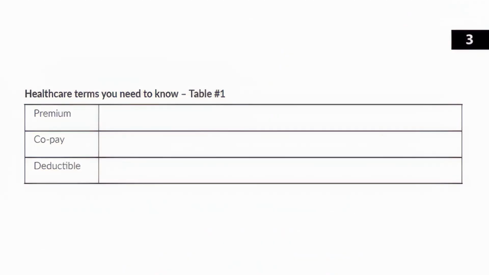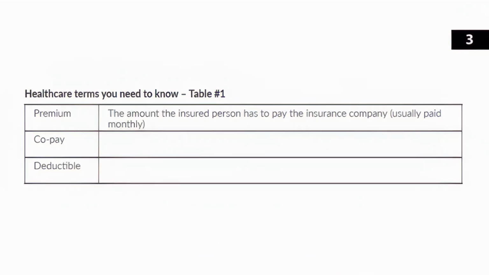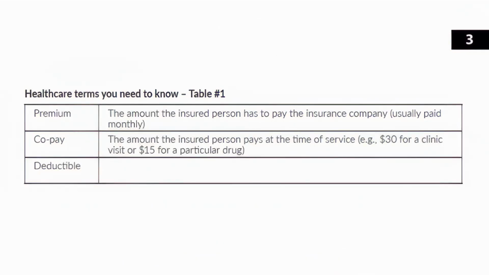Health insurance has premiums. What's a premium? It's the amount the insured person has to pay the insurance company. Usually it's a monthly premium. Maybe it's a $200 a month premium. Maybe it's $500 a month. A copay is the amount the insured person pays at the time of a service. So not only do you have to pay a premium every month, you also have to pay a copay every time you go to the clinic or the ER or for an outpatient surgical procedure or for an inpatient stay or whatever the visit is.